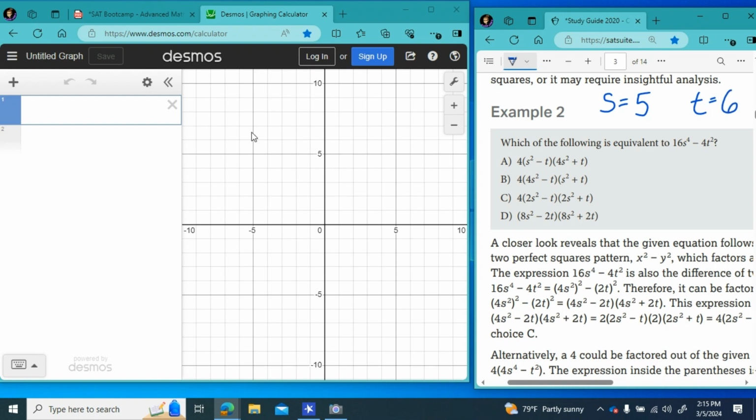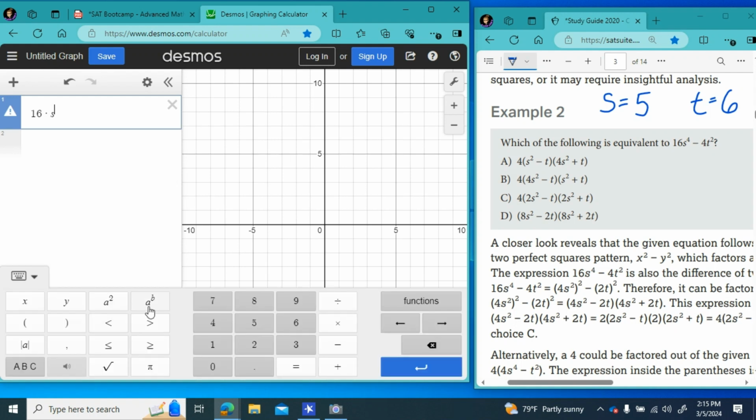Okay, so you have 16 times S to the power of 4 minus 4 times T to the power of 2, or T squared, okay? And I said every time I see an S, I'm going to make it a 5. And every time I see a T, I'm going to make it a 6. And now I have this number.